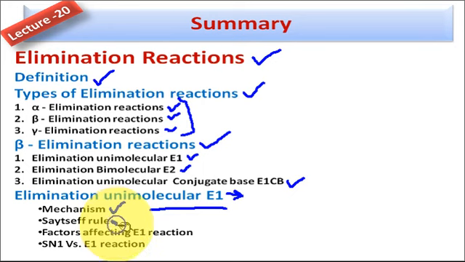Then we learned about the Saytzeff rule. According to the Saytzeff rule, if an alkyl halide has more than one kind of beta carbon atom, then the alkene having more substituent groups on the double bond is formed as the major product. Then we learned the factors affecting the E1 reaction and the comparison between E1 and SN1, that is the nucleophilic substitution unimolecular reaction, which we have discussed.